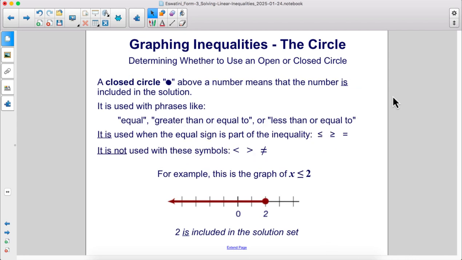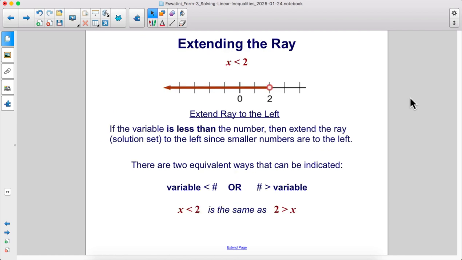A closed circle above a number means that the number is included in the solution. It is used with phrases like equal, greater than or equal to, or less than or equal to. It is used when the equal sign is part of the inequality. It is not used with these symbols. For example, this is the graph of x is less than or equal to 2. It's a closed circle because 2 is included in the solution set.